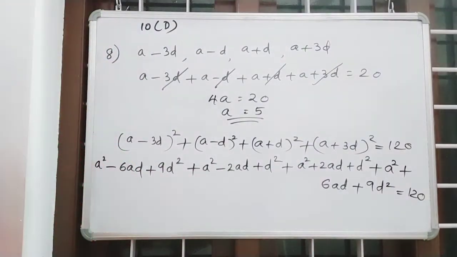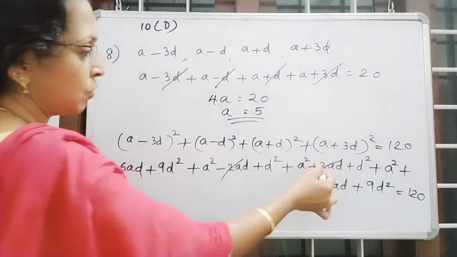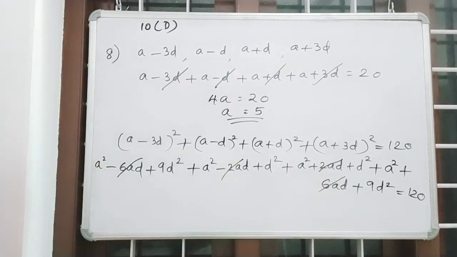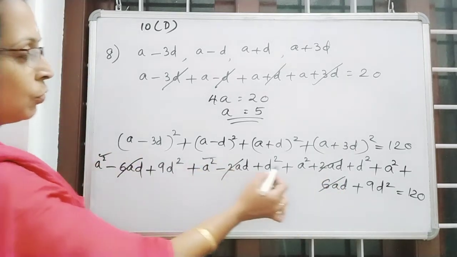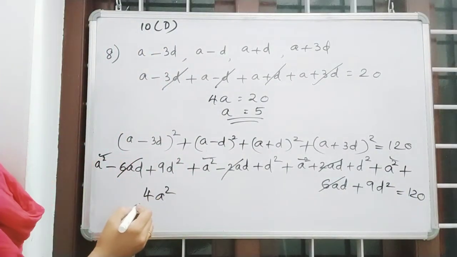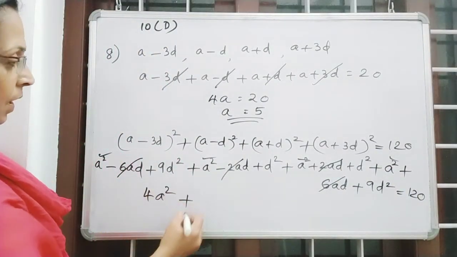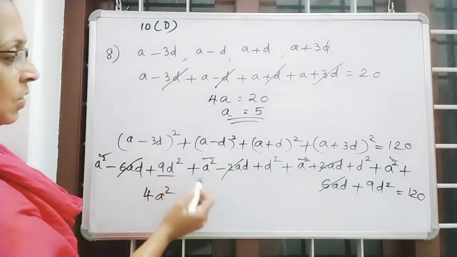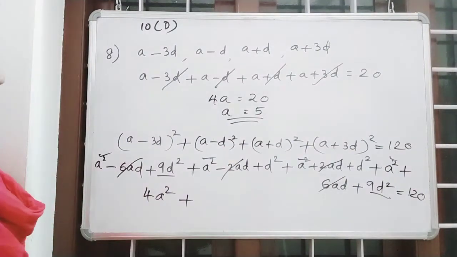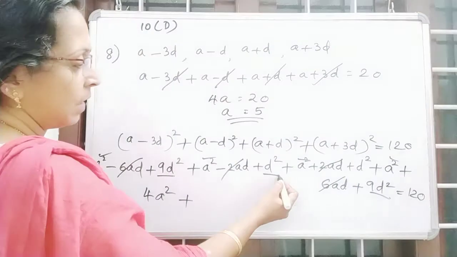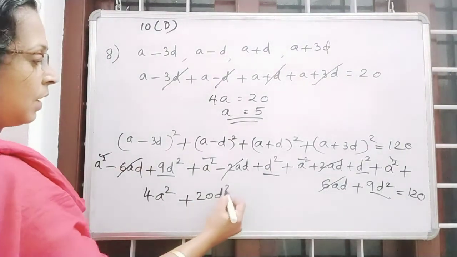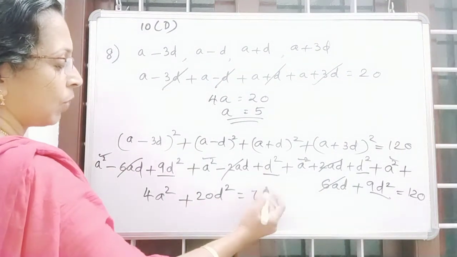So is there anything to cancel here? 2AD and here also 2AD cancel. 6AD we can cancel. Remaining it will be 1, 2, 3, 4, so 4A square, plus 9D square here, and here also 9D square. 9 plus 9, 18D square. Plus 1, 19D square. Here plus 1, 20D square. 20D square is equal to 120.